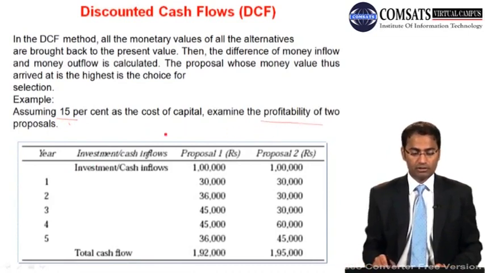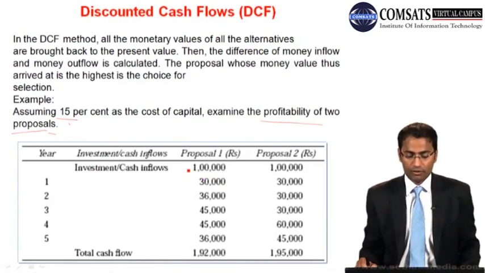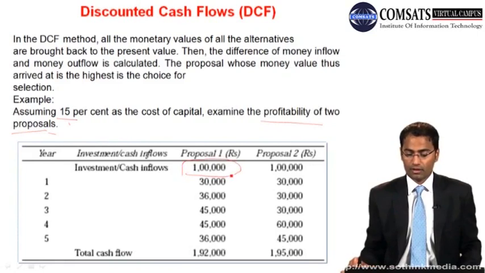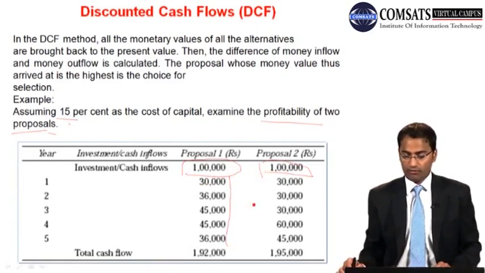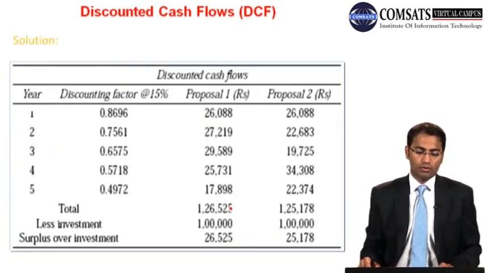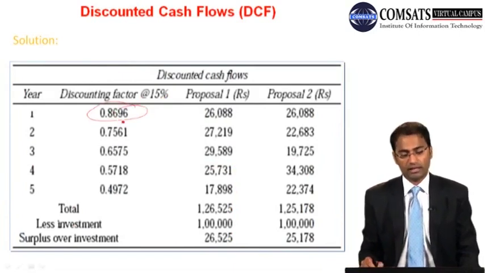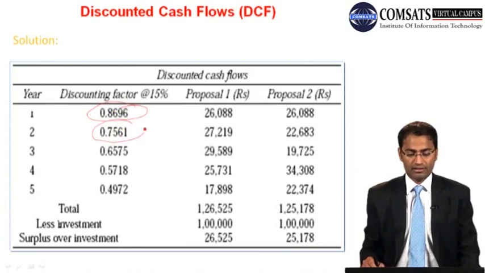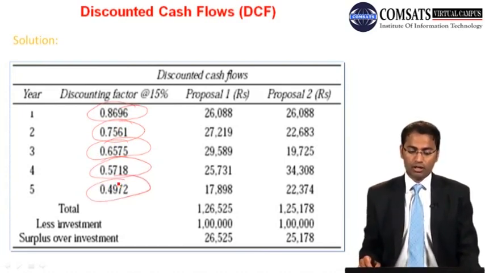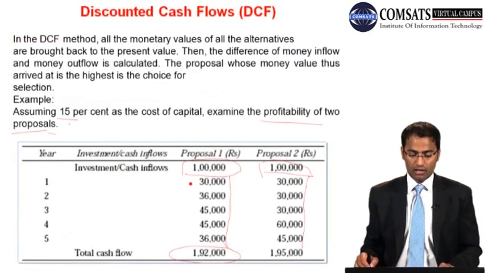Examine the profitability of two proposals. Okay, so if these are inflows or investments, and these are the profits or benefits, and hence the total cash flows, by adding all up, you can see 192 and 195. So we have the discount factor concept with us. At 15% we have discount factors of 0.8696, 0.7561, 0.6575, 0.5718 and 0.4972 after year 5.